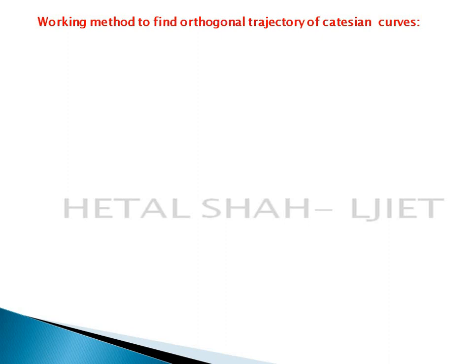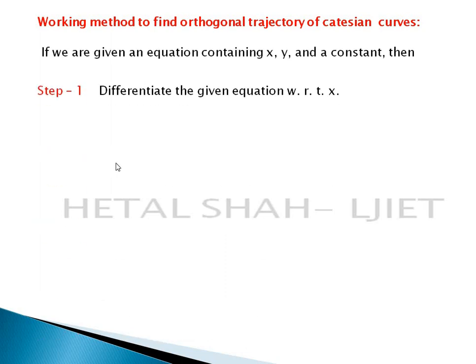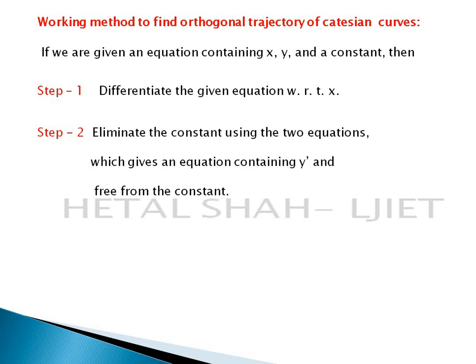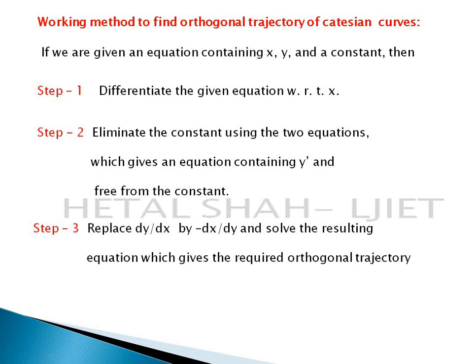Now, the working method to find the orthogonal trajectory of Cartesian curves. If we are given an equation containing x, y and a constant, then the first step to find the orthogonal trajectory is to differentiate the given equation with respect to x. The second step is to eliminate the constant using the two equations, which gives an equation containing y dash and free from the constant. The last step is to replace dy by dx with minus dx by dy and solve the resulting equation, which gives the required orthogonal trajectory.